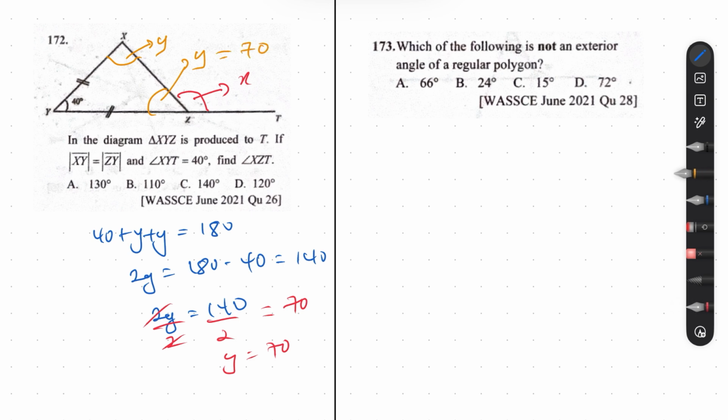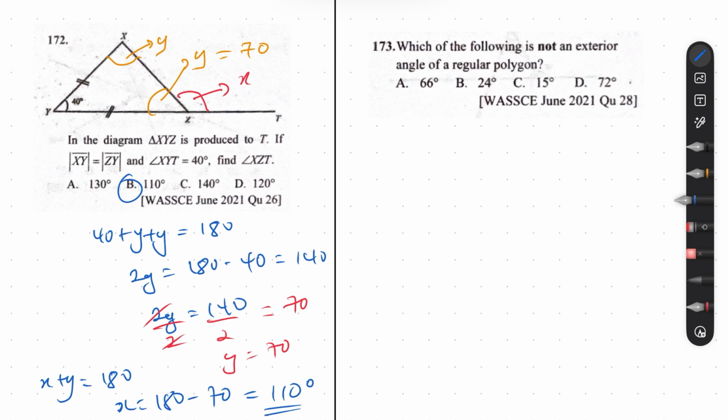If y equals 70, then x will be equal to 180 minus 70, because this straight line gives us a supplementary angle, right? So we know that x plus y equals 180. So x equals 180 minus y, and we know that y is 70. So our answer will be 110. Okay, cool, which is B.